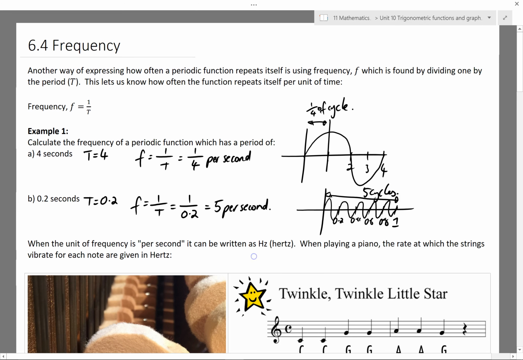When the unit of frequency is per second, it should be written as Hertz. So now that we're adults, we won't write per second, we'll use Hertz, which is abbreviated as Hz.